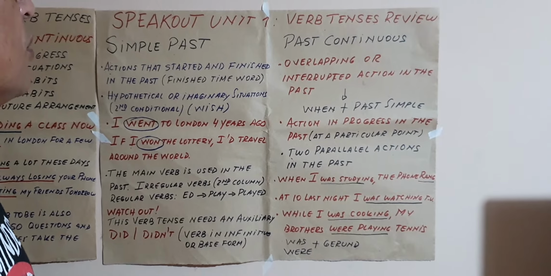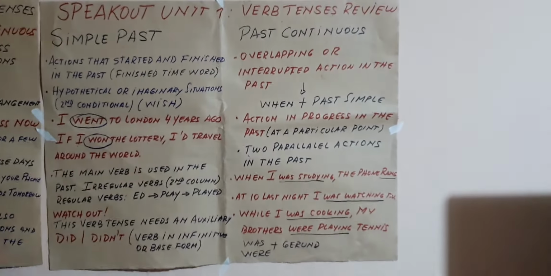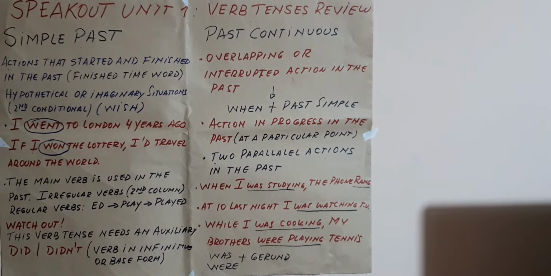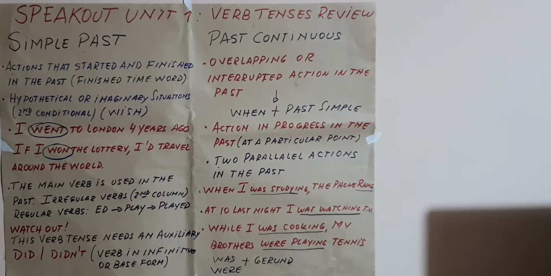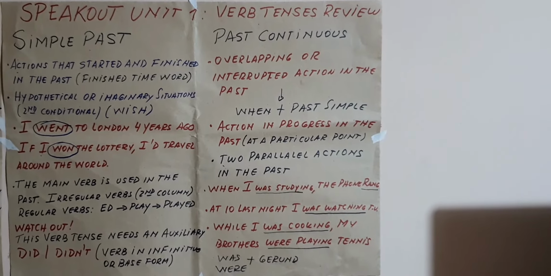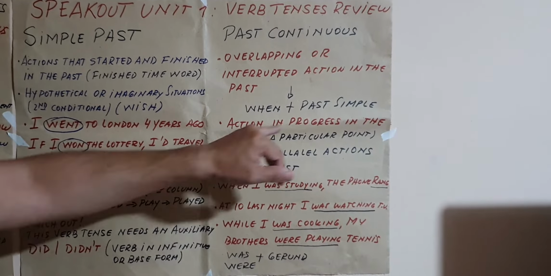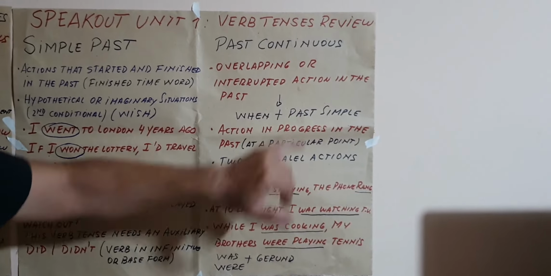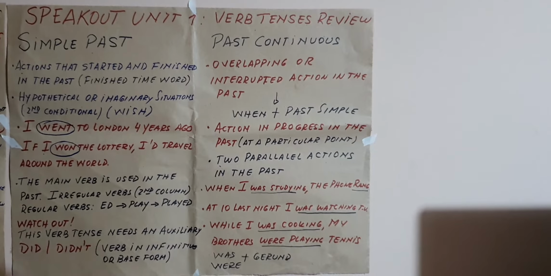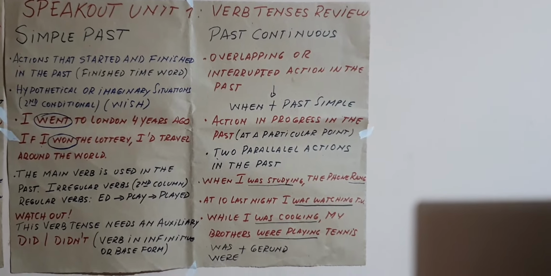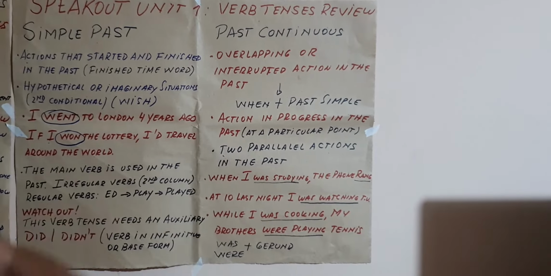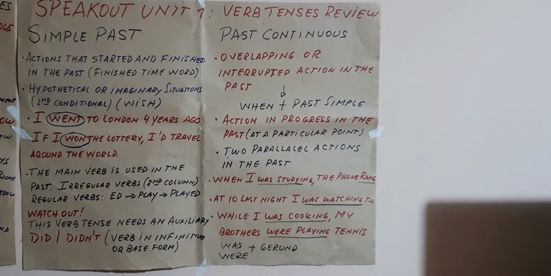The past continuous is used for an overlapping or interrupted action in the past. That is to say, an action that was being carried out in the past and is interrupted by a short action. We generally use when plus the past simple. Or the action in progress in the past at a particular point in the past. Or two parallel actions in the past happening at the same time.